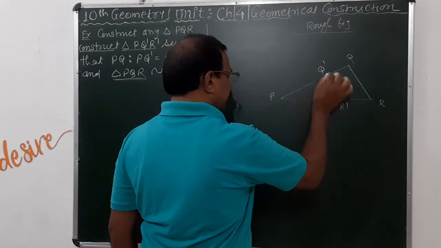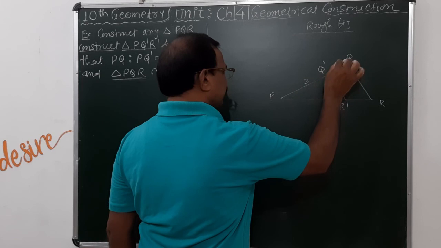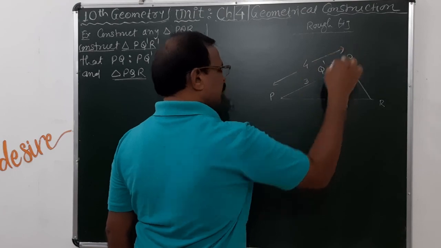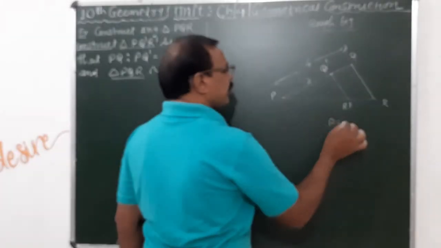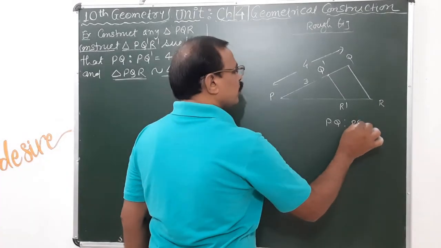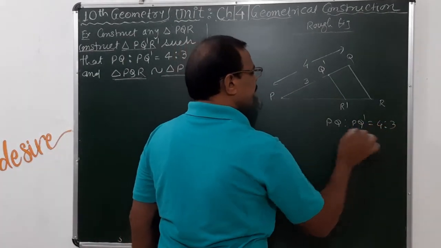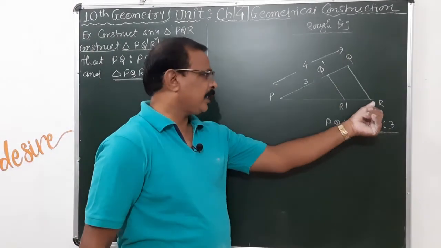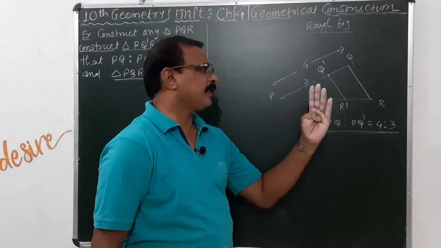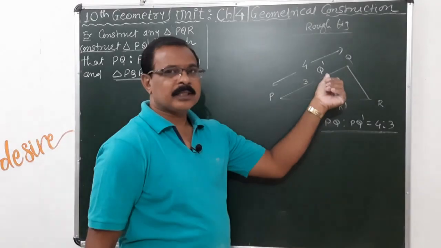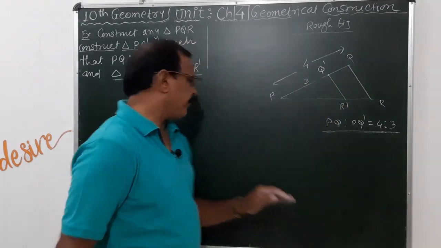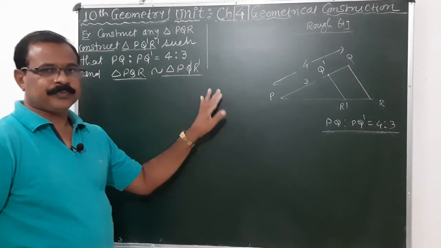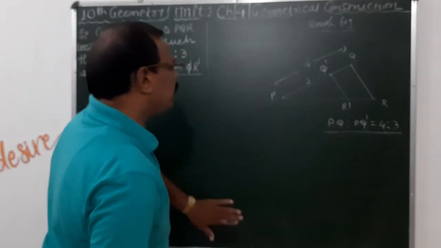Now so that here this is nothing but 3 parts and this is nothing but 4 parts. It means here this PQ is nothing but 4 parts. Okay. So that here we get PQ is to PQ dash is nothing but 4:3. It means here we have to take a segment PR and divide this segment PR into 4 equal parts here, and this Q dash is nothing but the third part. Okay, so we already know how to divide the given segment into equal parts or the given ratio.